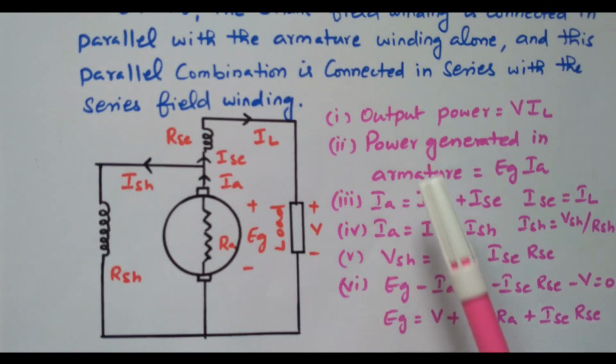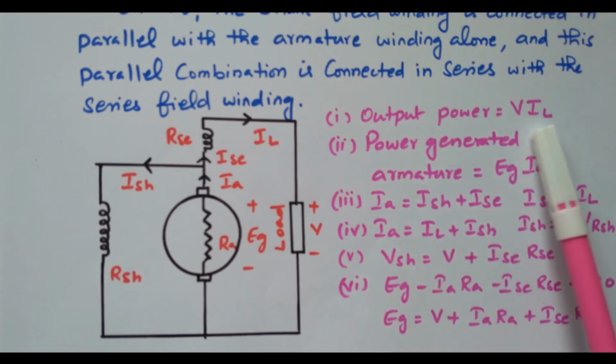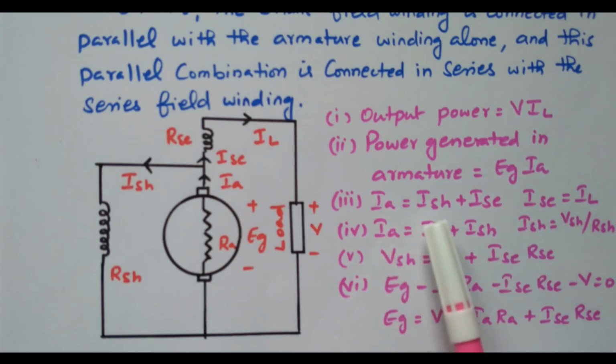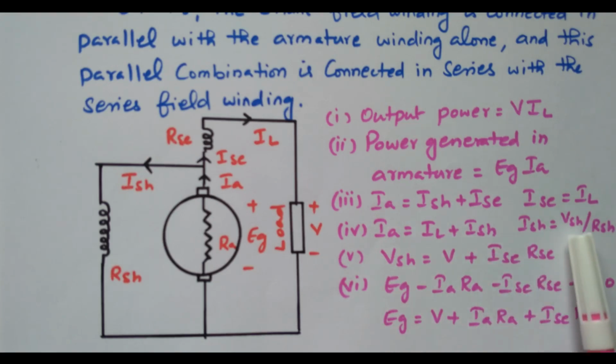So the other terms: output power equal to V into IL. Power generated inside is Eg into Ia. We already discussed that Ia is split into Isc plus Ish, but Isc equal to IL, right. So Ia equal to IL plus Ish. So the Ish can be calculated as Vsh divided by Rsh, right. So the remaining voltage after the drop is available at the load terminal. So that is the short shunt generator.